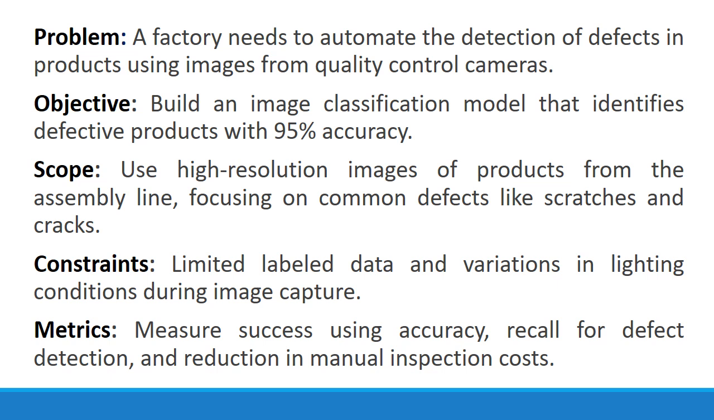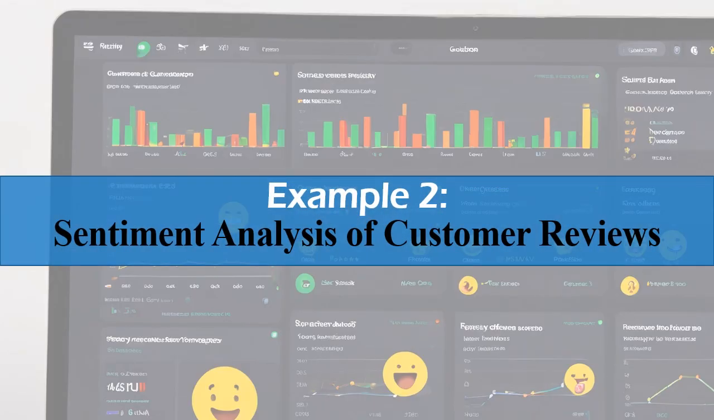Constraints or limitations. Limited labeled data and variations in lighting conditions during image capture. Metrics. Measure success using accuracy, recall for defect detection, and reduction in manual inspection costs. The previous example used image data. This example uses textual data.